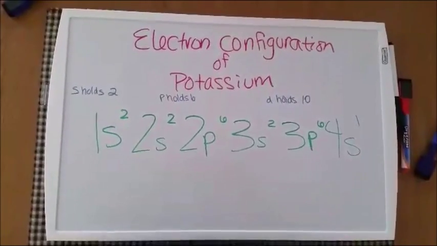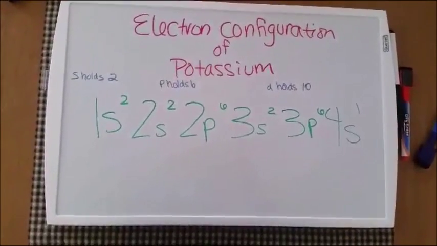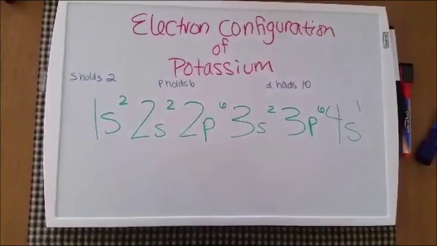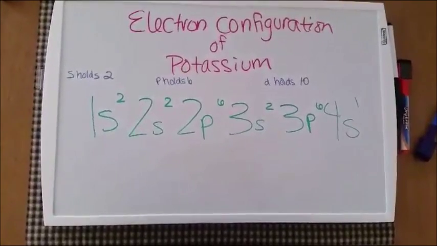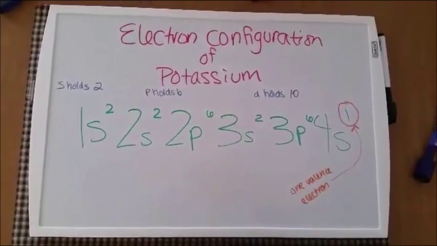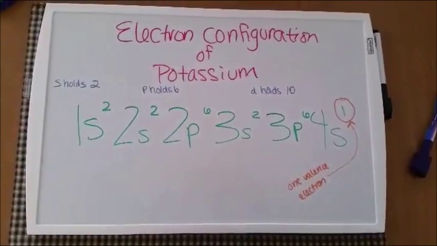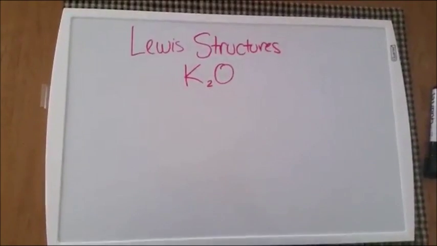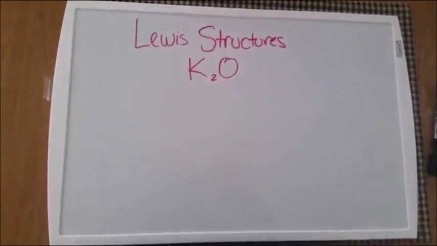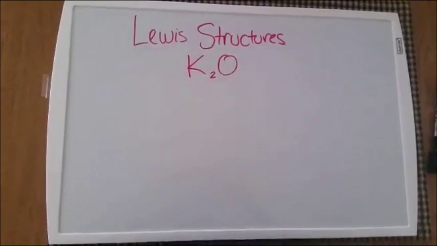This is the electron configuration of potassium, which is 1s2, 2s2, 2p6, 3s2, 3p6, and 4s1. From this we can tell that potassium only has one valence electron in its outer shell. I'm going to draw a Lewis structure of a common potassium compound called potassium oxide.